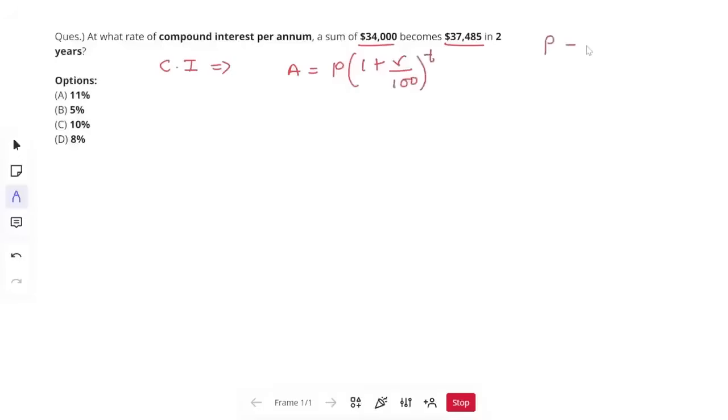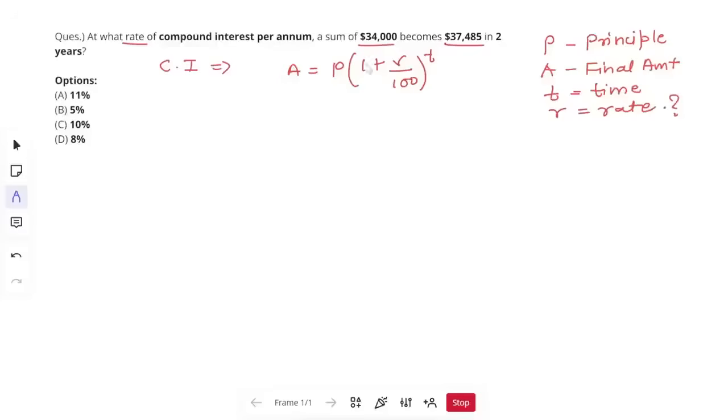Where P stands for principal, A stands for the final amount, T stands for time and R stands for rate. What we are asked is at what rate, which means we are asked for this value, and everything else is given to us. Let's start substituting the values that we have.